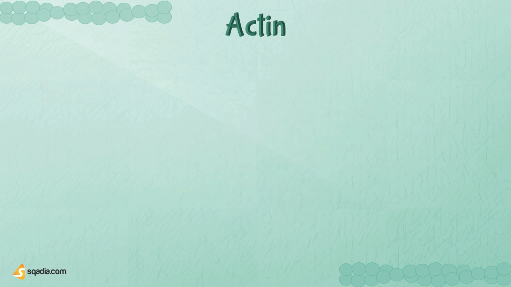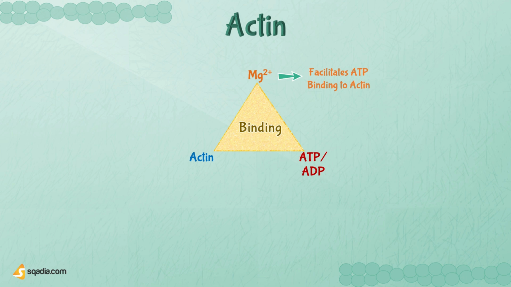Now, let's talk about actin's dance with adenosine triphosphate, or ATP, or adenosine diphosphate, or ADP, and a divalent cation called magnesium. It's a love triangle. Magnesium acts as a bridge between ADP, or adenosine triphosphate, and actin monomers. It helps facilitate the binding of ADP to actin by coordinating with phosphate groups in ADP, and interacting with specific amino acid residues in actin.